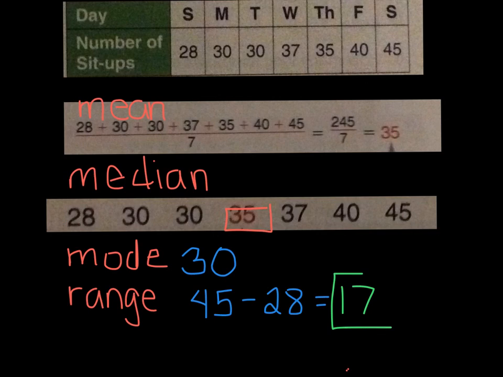So our range for this set of data is 17. Go ahead and rewatch any part of the video that you need to, review your notes, and make sure that you have written down all of the definitions for mean, median, mode, and range. You'll need that all day on today's lesson.